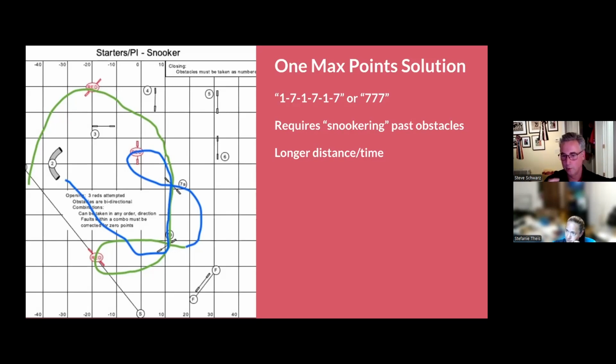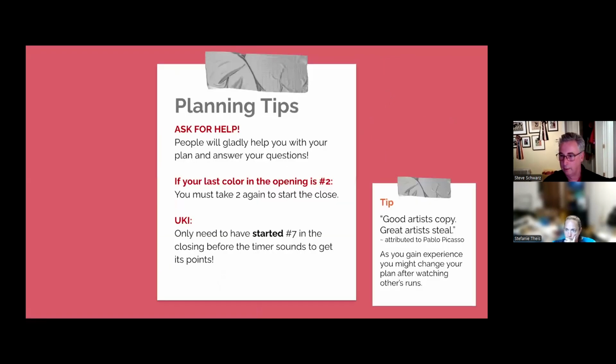So I hope this gives you an idea of trying to look for how can I get to the 2 from my last color, taking advantage of your start line stay to help you take a red that may be harder to get to otherwise. And then just looking for a smooth line that's easy for you and your dog to take. So I think that's the key aspects here.